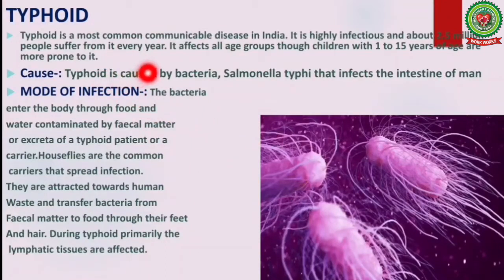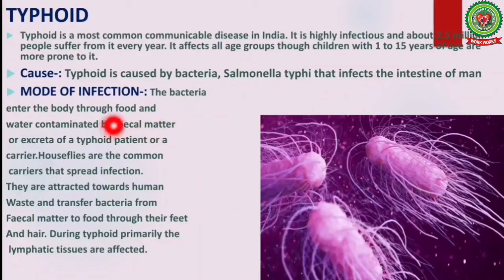Typhoid is the most common communicable disease in India. Communicable means infectious. That means it spreads from a diseased person to a healthy person. It is highly infectious and about 2.5 million people suffer from it every year. It affects all age groups, though children with 1 to 15 years of age are more prone to it. The cause of typhoid is a bacteria, Salmonella typhi, that infects the intestine of man.